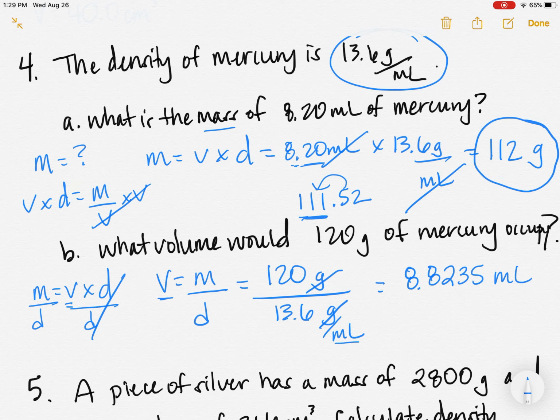8.8235 milliliters. But according to sig fig rules, I can only have 2 because I'm limited by the 120. So 8.8, the 2 does not round up, so I should report this answer as 8.8 milliliters. Of course, I'm attaching my unit.